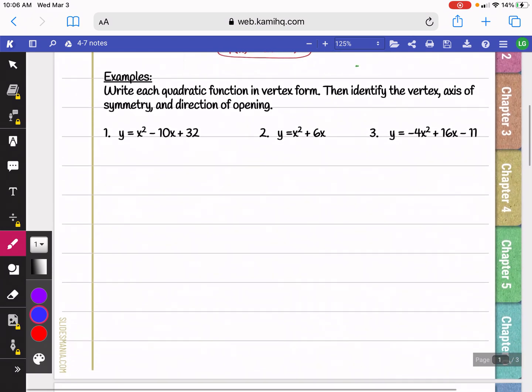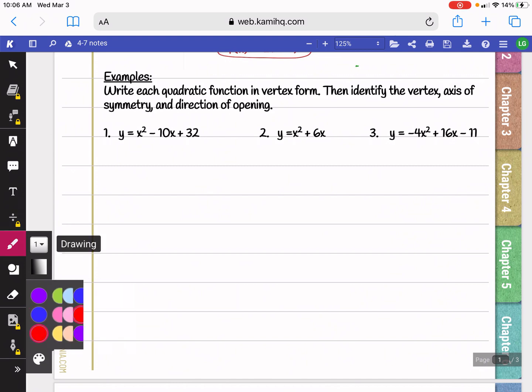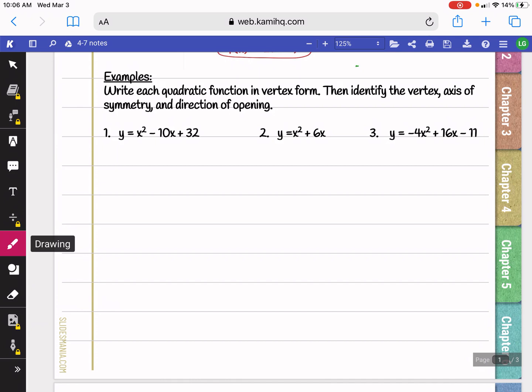Here, let's look at an example. So we're just going to write these equations in vertex form using the steps I just discussed. So our first step here is to find the vertex. So I'm going to label my a, b, and c, and I'm going to plug into the formula x equals negative b over 2a to find my vertex. Here, two negatives become positive. So my x value for my vertex is 5.